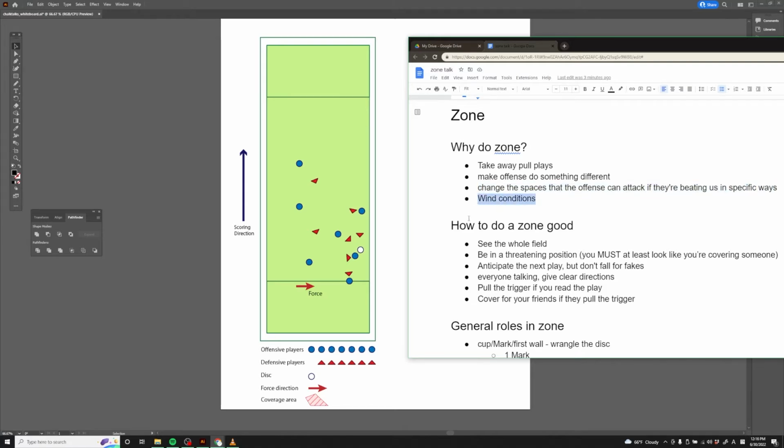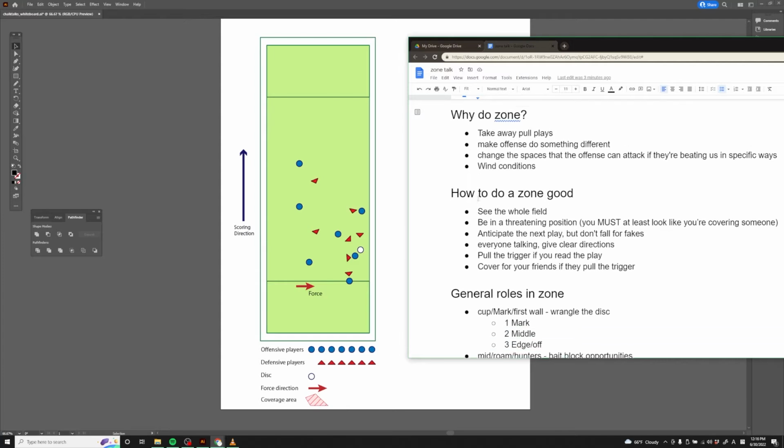And one thing that is a consideration is choosing to run zone when wind conditions make it more difficult to throw things that are over the top or deep throws. Anything that gives the offense a lower probability of completing a pass.